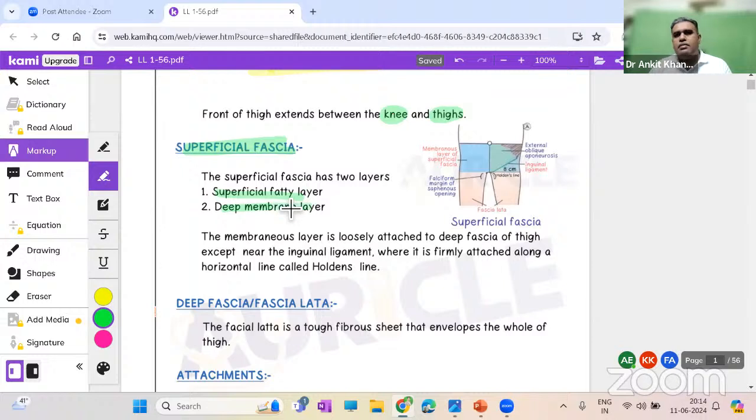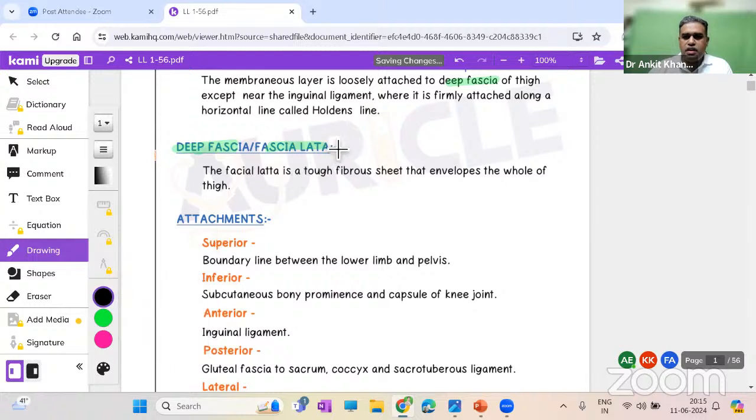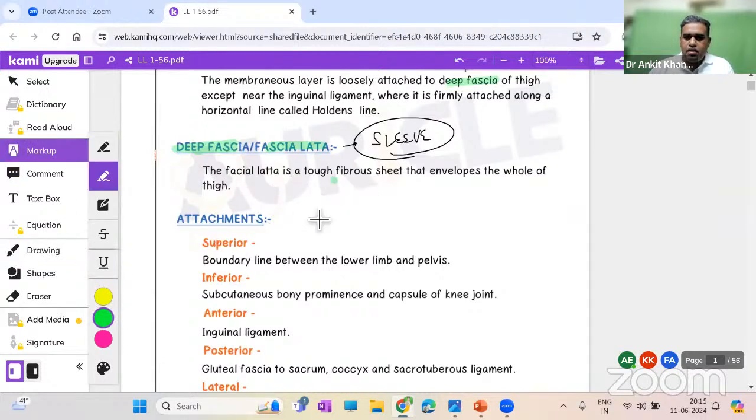A very thin membranous fascia might also sometimes be seen, but that is actually merged with the deep fascia of the thigh. More important than this, focus more on the deep fascia. It's given a different name, known as fascia lata. This deep fascia, or fascia lata, is acting like a sleeve, like the leggings or compression stockings that you wear on your lower limb. Do remember that term. It is going to envelop the whole of the thigh.